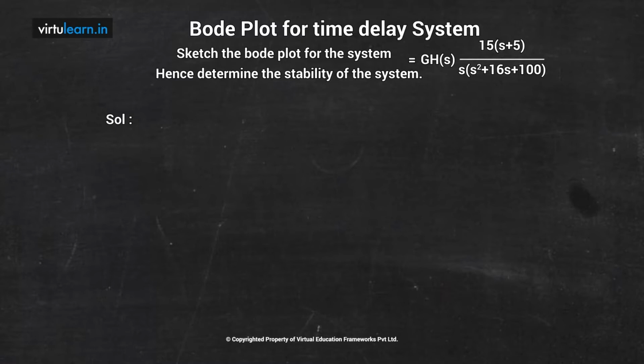So first let us look at the transfer function. The transfer function has the quadratic factor, so from the quadratic factor we will find zeta and omega n.